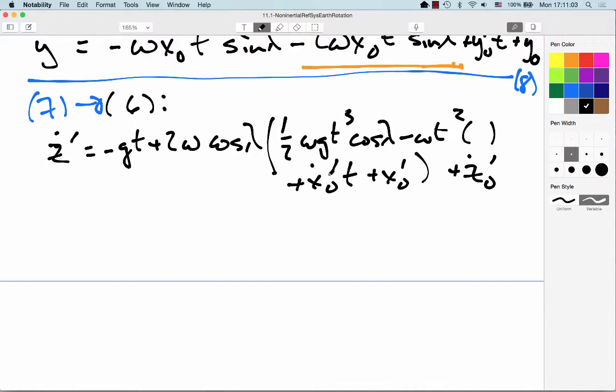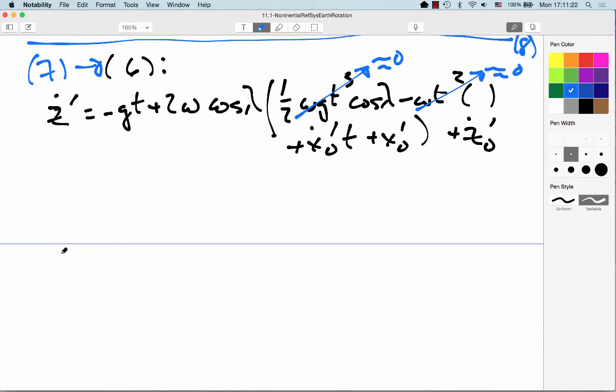Alrighty. So as before, this term we're going to make approximately 0. And that term we're going to make approximately 0 because, again, they're of order omega squared, and omega is already small. So integrating what's left, we will have z prime equals minus 1/2 gt squared. Yay, some things still behave the way we like them to.